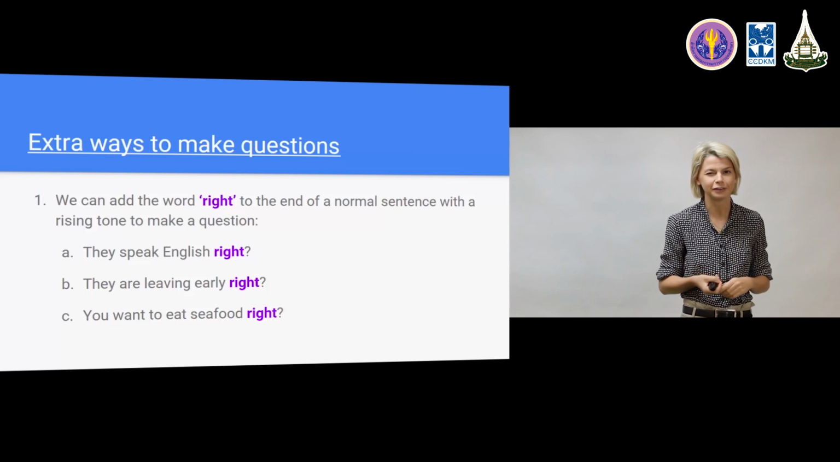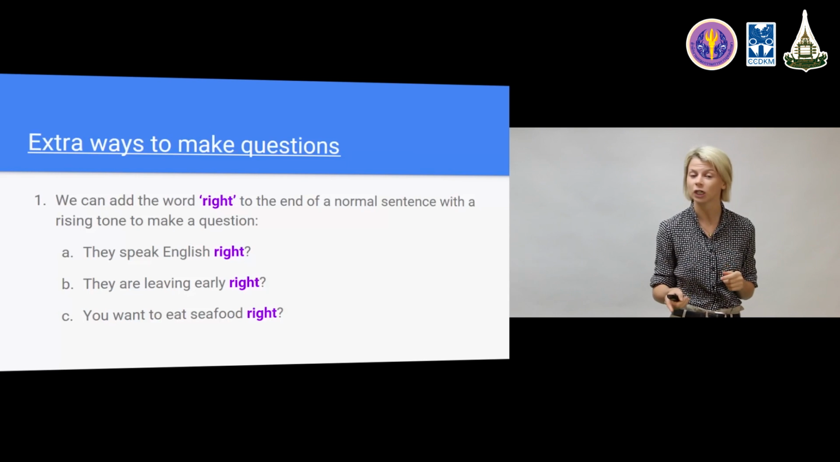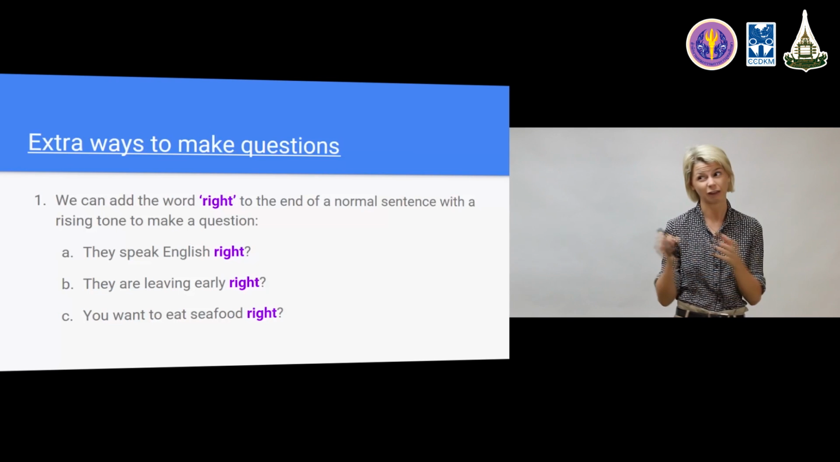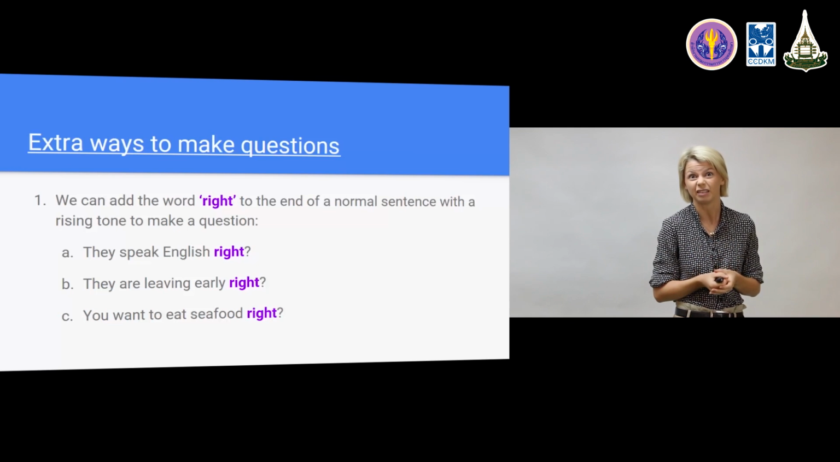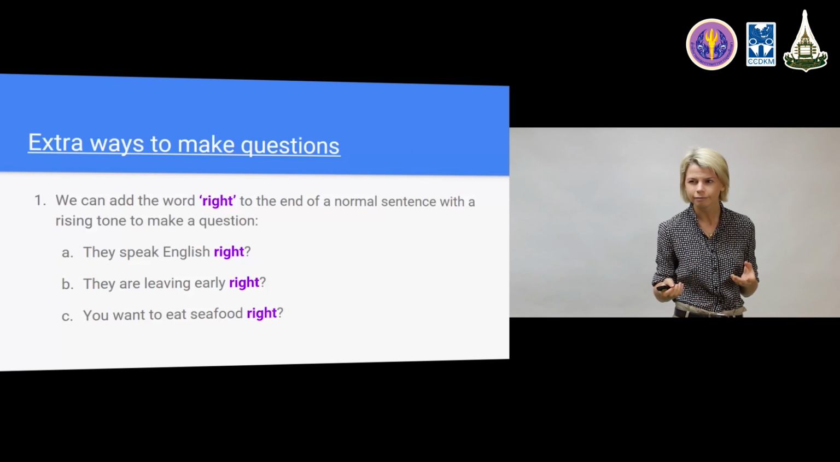You can just use the cheap way, but I don't recommend you doing this on an exam. I don't think you will get points. I'm not sure, but I don't think so. But outside your classroom, it's okay. It is a normal way to speak English. Exam English and real world English are not the same. It's easier. Okay. They speak English, right?